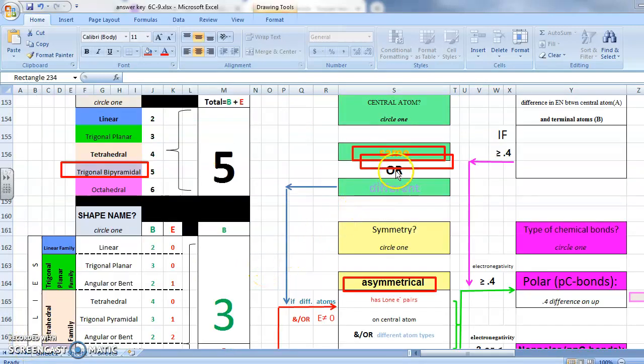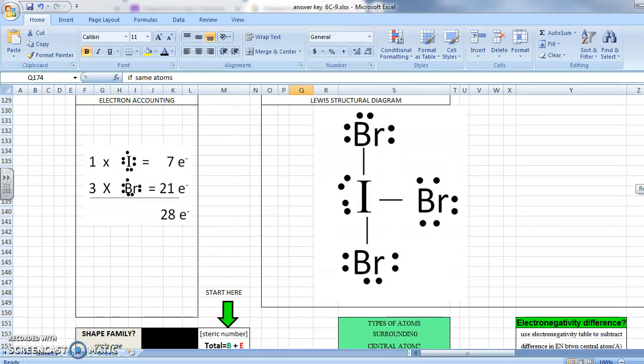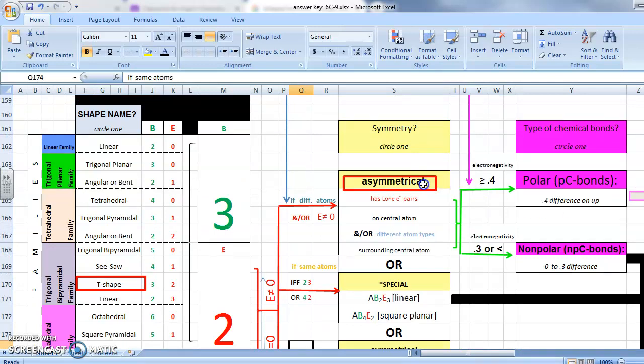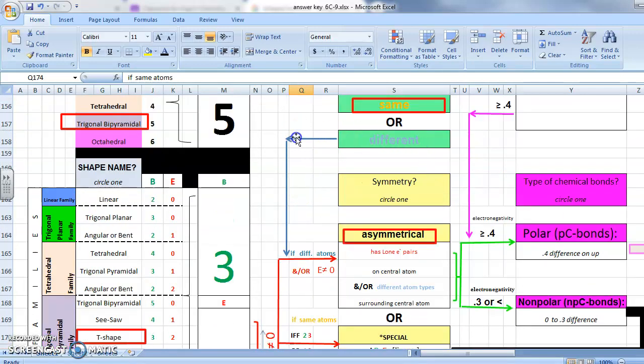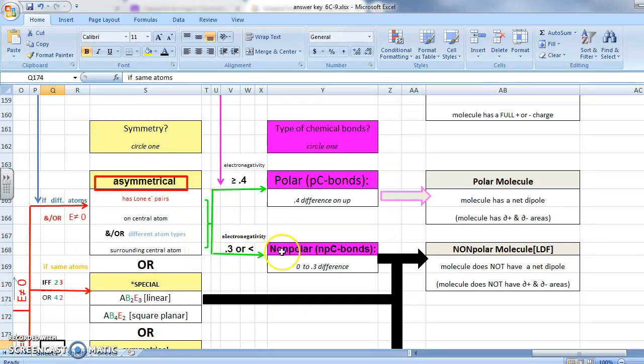The other way to get to the asymmetrical shape would be if we had different atoms surrounding the central atom. We don't have different atoms. They are all bromines. So if we had different atoms, we could come down, and that would also lend us to asymmetrical. We have the same atoms. So now what we need to do is find out if it's asymmetrical and has polar bonds, it's a polar molecule. If it's asymmetrical and has nonpolar bonds, it would be a nonpolar molecule.